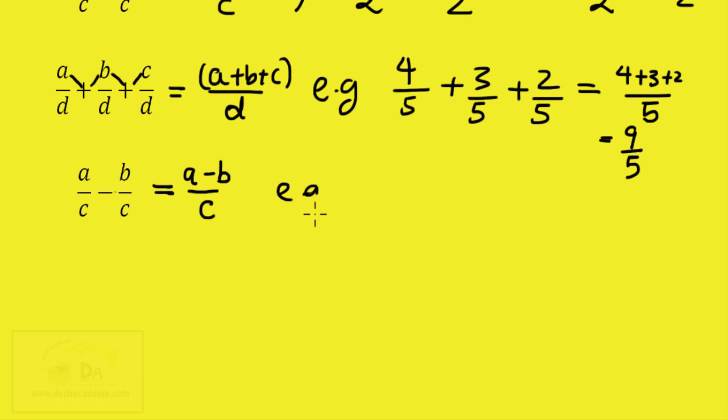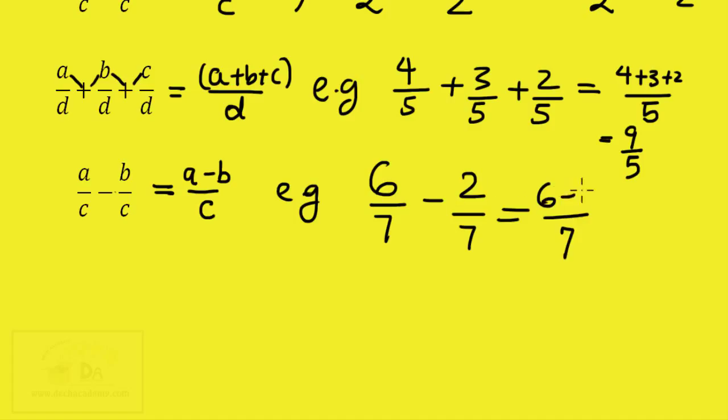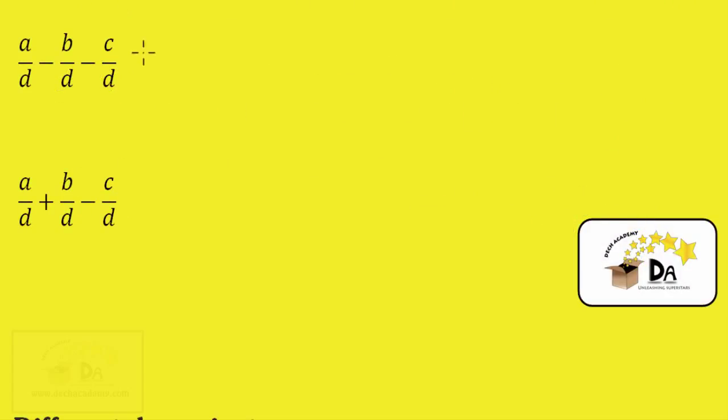For example, if we had 6 over 7 minus 2 over 7, we would easily know that the resulting fraction has the same denominator, and the numerator is 6 minus 2, which is 4 over 7. So it's very easy. Here's another example.